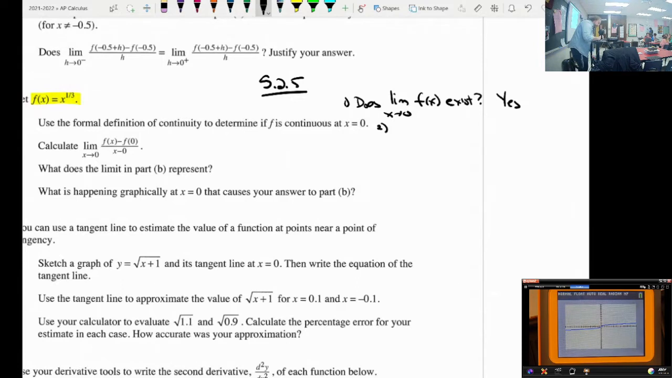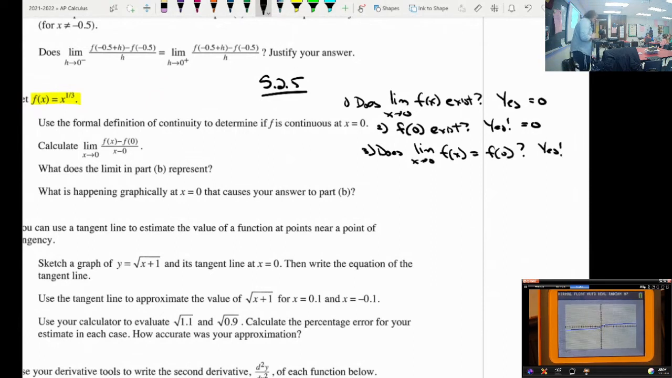Thing number 2 would be, does f of 0 exist? And again, yes, it's equal to 0. And question 3 is asking the question, does the limit as x approaches 0 of f of x equal f of 0? And again, the answer here is yes. They are all the same thing. So since the limit exists and since the function exists and they are the same thing at that point, yes, you have a point of continuity at x equals 0.